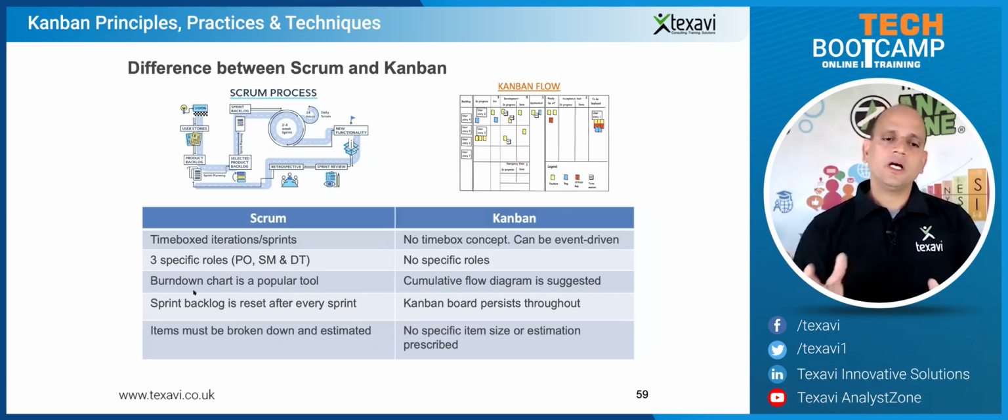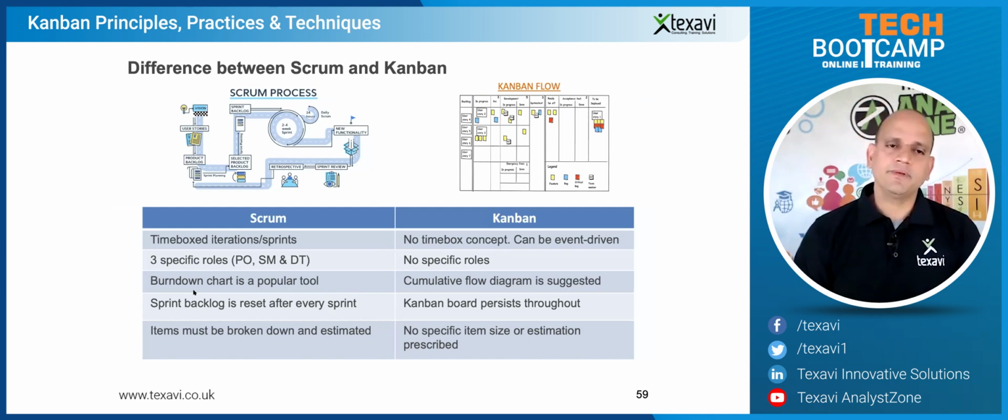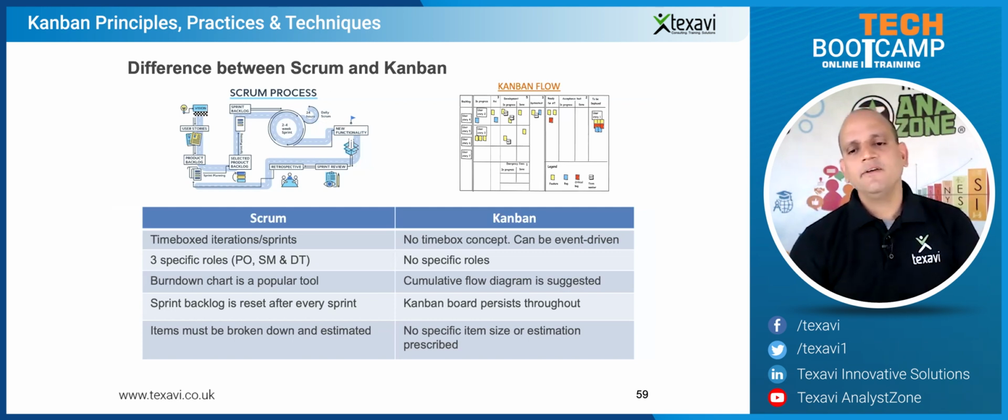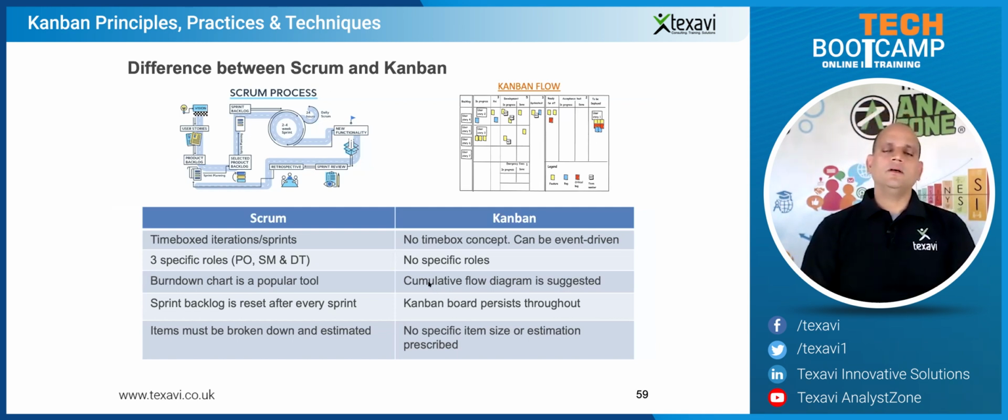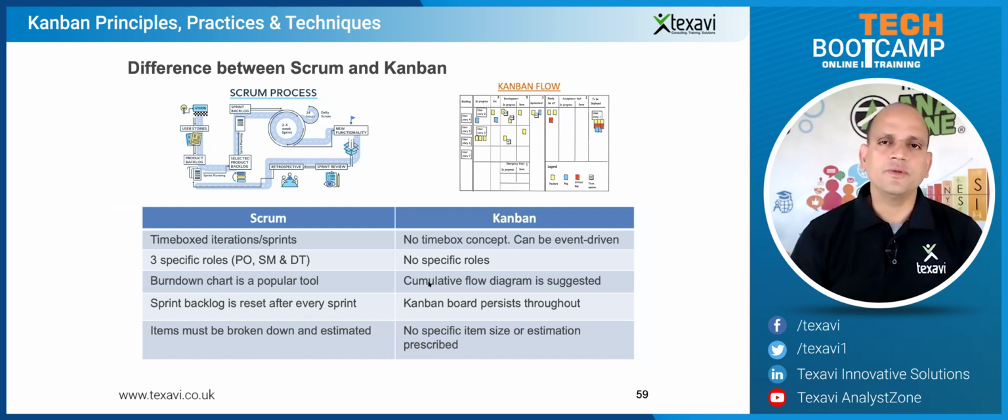And then the burn down chart is a very popular tool. It is what is prescribed by Scrum to manage and control the effort that is actually being spent on a particular sprint within the Scrum process. Whereas here, we've actually had a look at that, right? The cumulative flow diagram is what is suggested by Kanban. So that's different from the burn down chart.